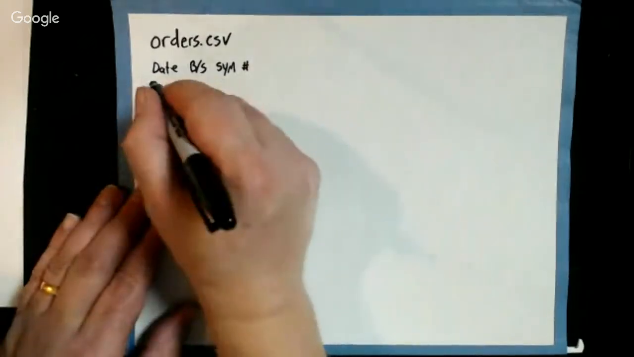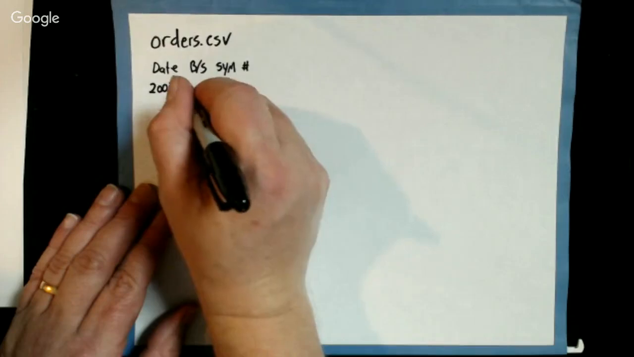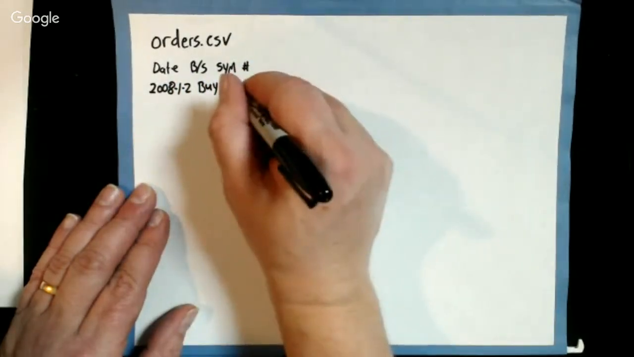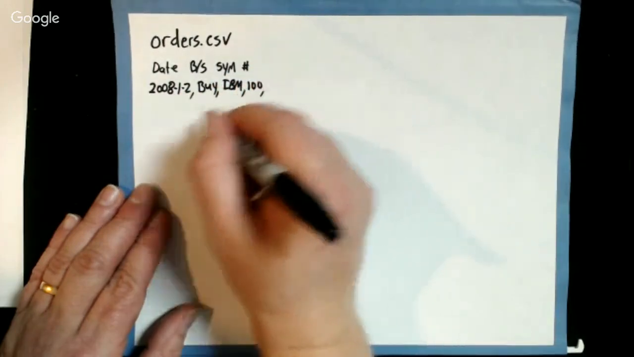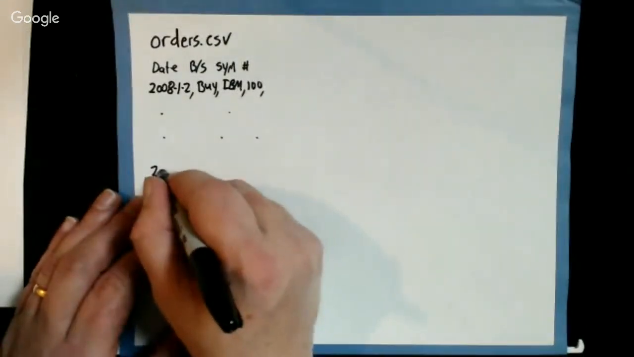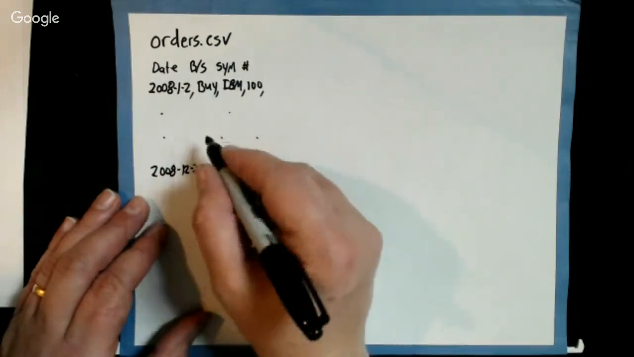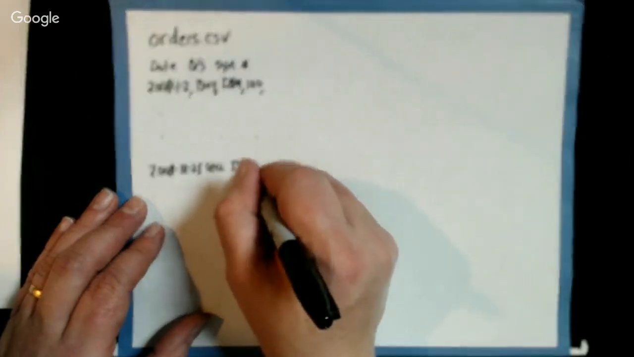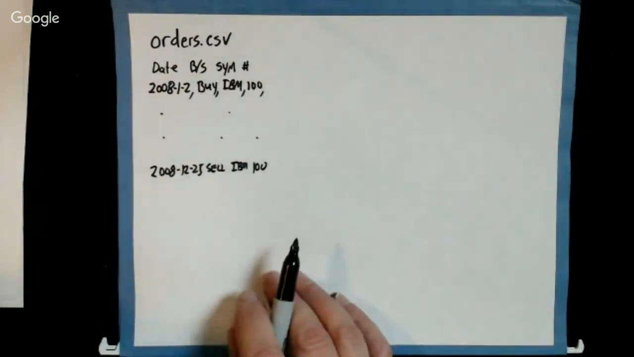So let's say we have one order here that's 2008, 1, 2, and we're going to buy, let's say it's IBM, and 100 shares. And we may have more of these orders. Let's say eventually it ends in 2008, 12, 25, and we sell IBM 100. But we've got lots of other orders in there as well. Okay.